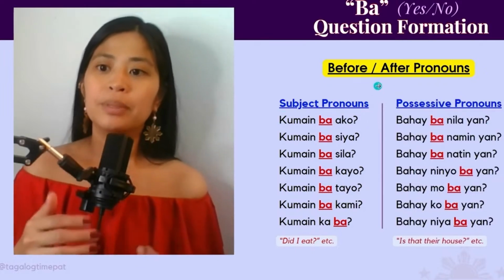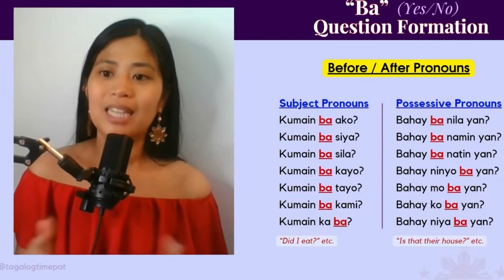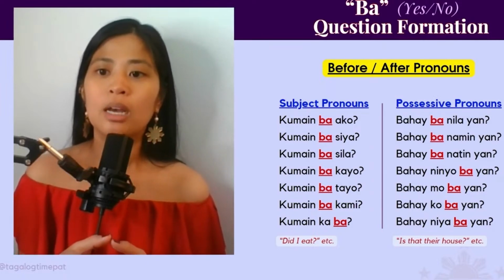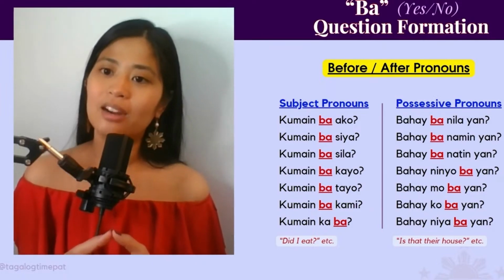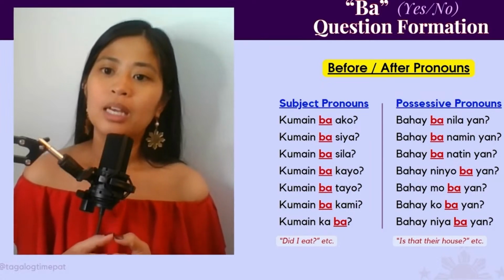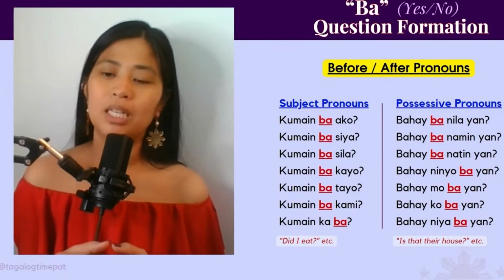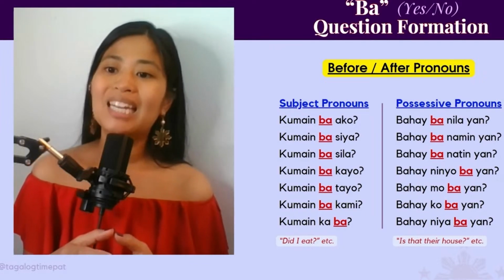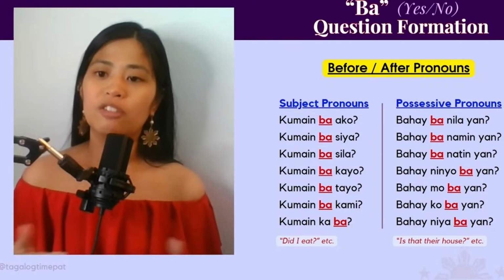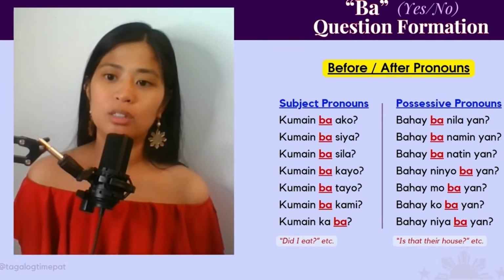Now let's take a look at possessive pronouns. So bahay nila yan, that means that is their house. Bahay nila yan. But when you add ba, it turns it into a question. Bahay ba nila yan? Is that their house? Bahay ba nila yan? So it's going before. Next, bahay ba namin yan? Is that our house? Bahay ba namin yan? Or bahay ba natin yan? Our house inclusive, bahay ba natin yan? So those three examples, ba is going first.